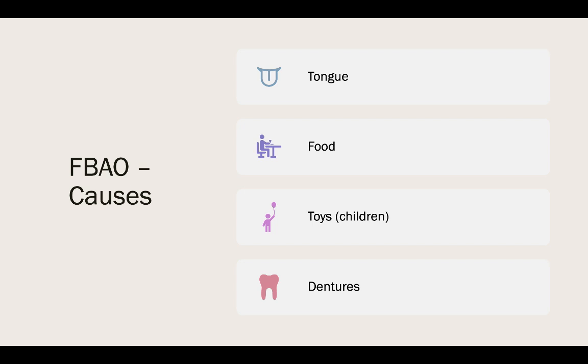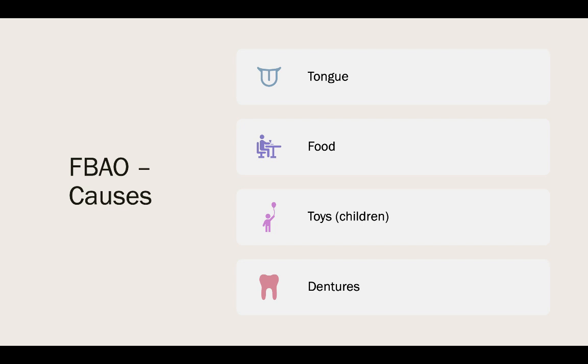With children, watch out for those toys, right? Those little Lego pieces. A child, a toddler, an infant, their first question is, what is this? Their second question is, what does this taste like? They're going to put everything in their mouth. So watch those small toys, because they'll cause a foreign body airway obstruction.